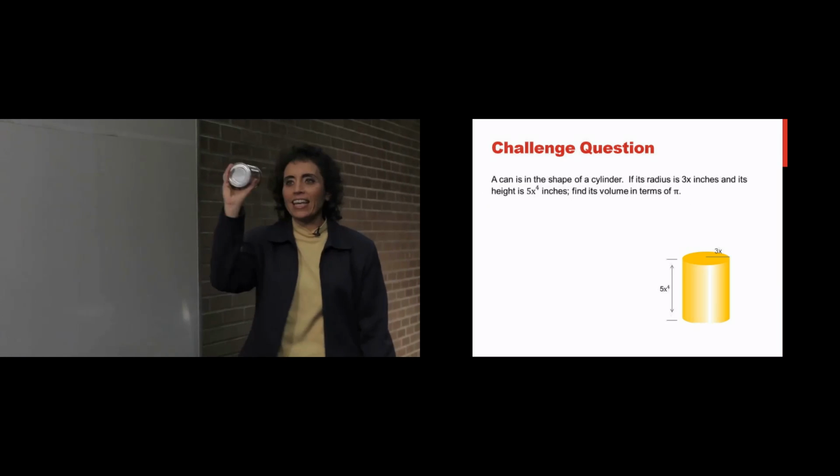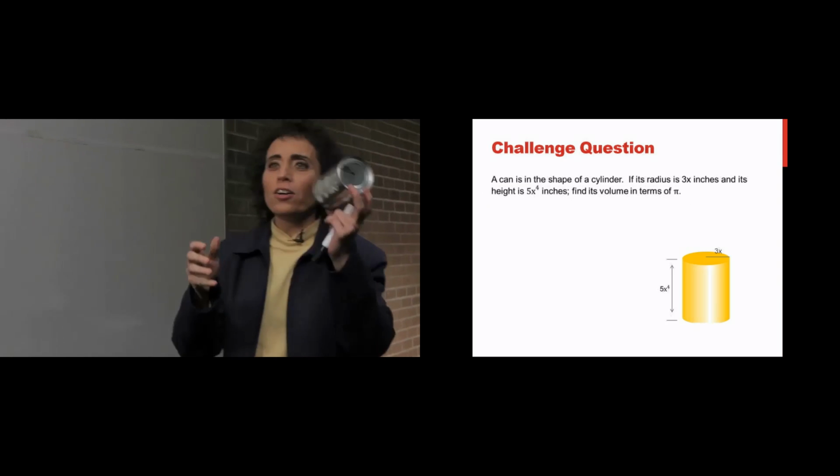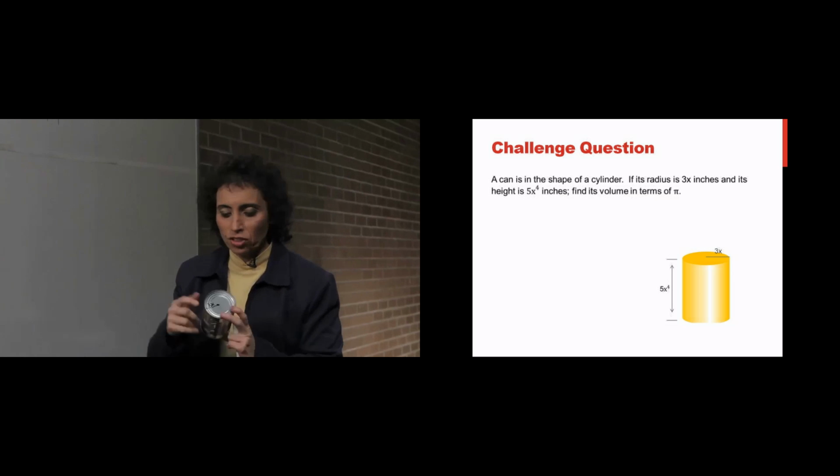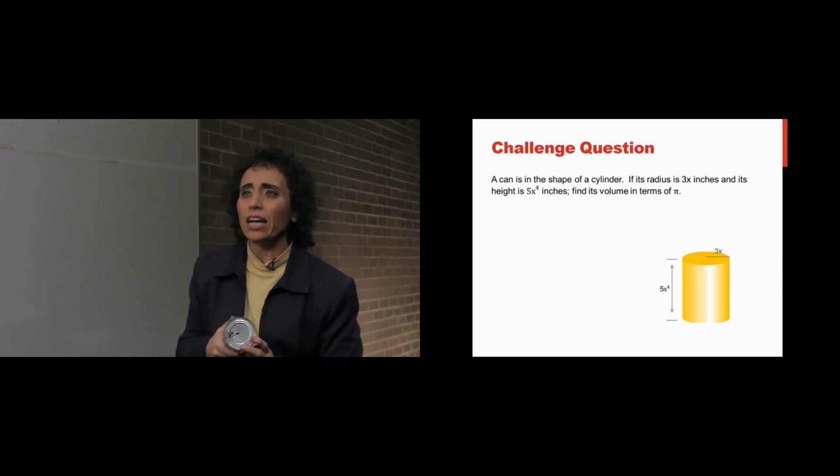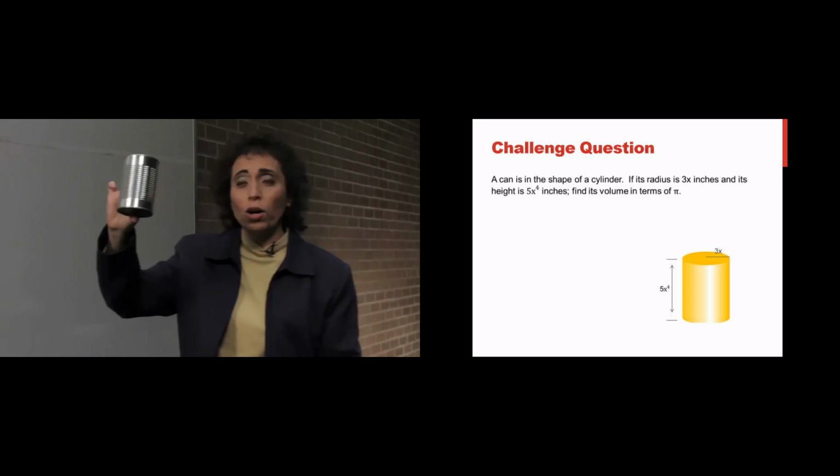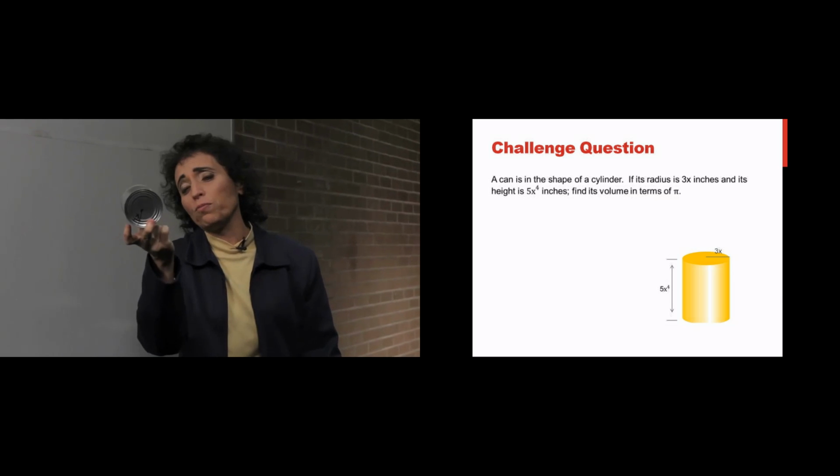All right, we have a can again. A can is the shape of a cylinder. If its radius is 3x inches, so that's from here to here, the center, you know, it's on the diagram, and the height is 5x to the fourth, we want the volume of this can in terms of pi.